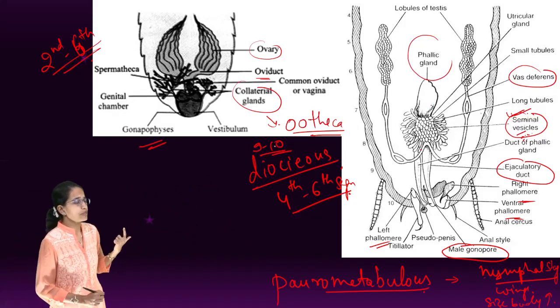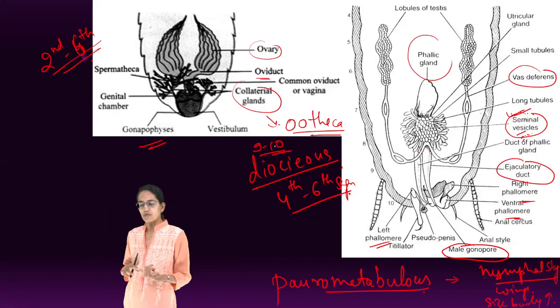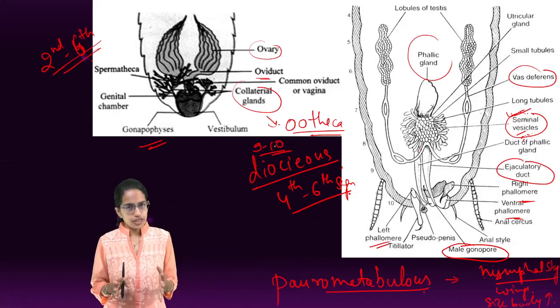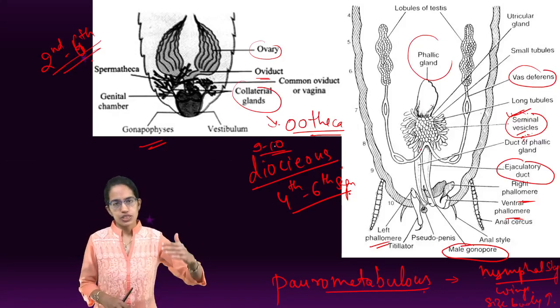In this lecture, we have discussed about the reproductive and the excretory system of the cockroach, two of the very important systems in summary.